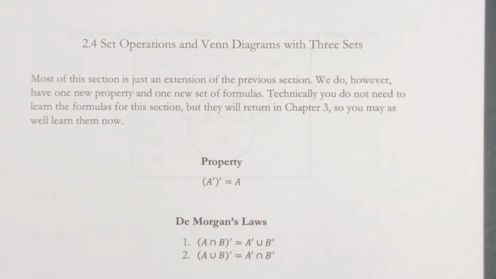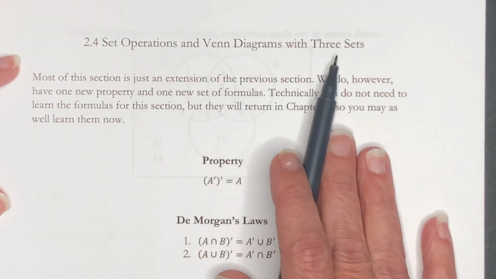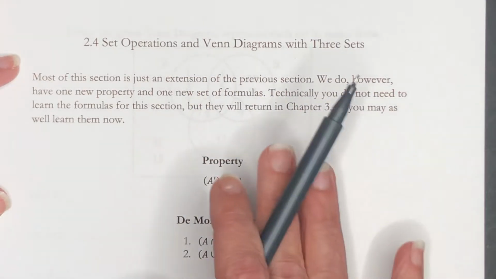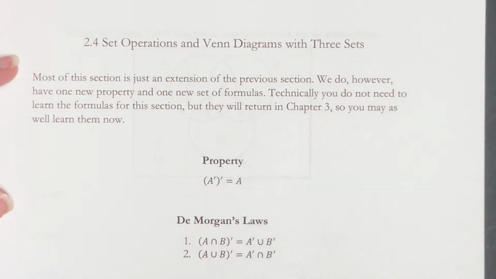This is section 2.4, set operations and Venn diagrams with 3 sets. Most of what we're doing here is just an extension of what we did in the last section. We're going to be dealing with 3 sets instead of 2, so our Venn diagrams are going to have 3 circles instead of just 2, but the basic ideas are the same.